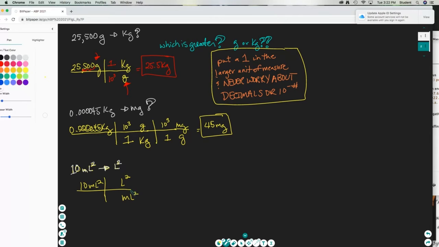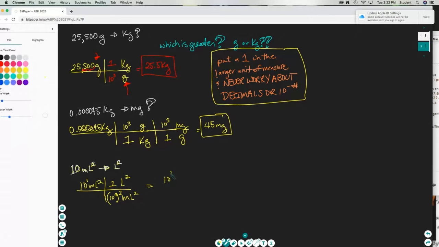Which one's bigger? Liters. So you put a 1 there, 10 to the 3, and that's where most people would leave it. And they would get the answer wrong because it's squared. Because it's squared, your conversion also must be squared. Are you with me? Okay. So this is 10 to the first, this is 10 to the sixth.